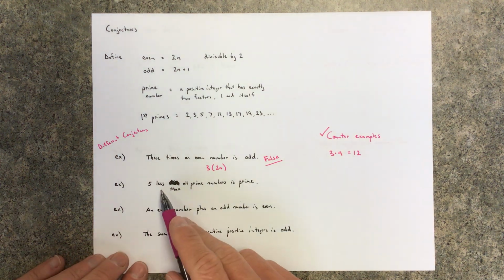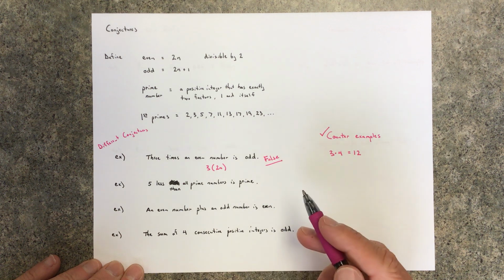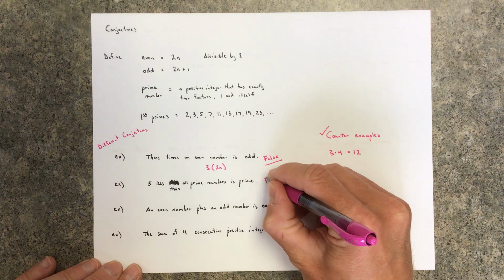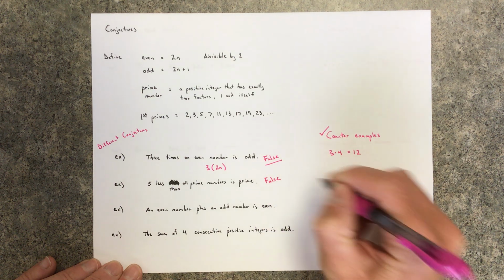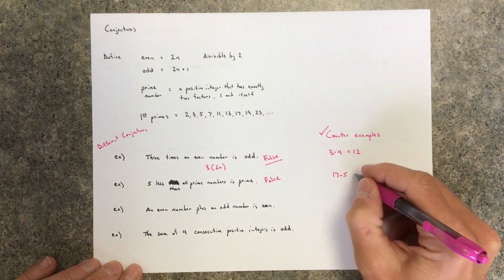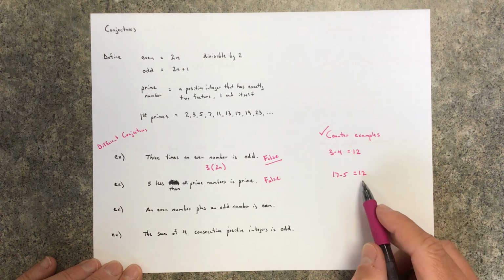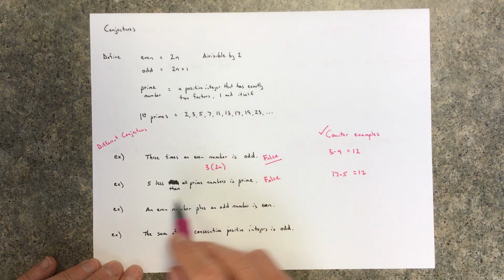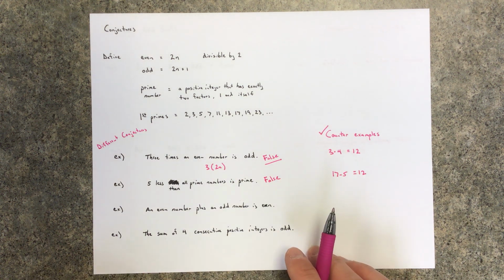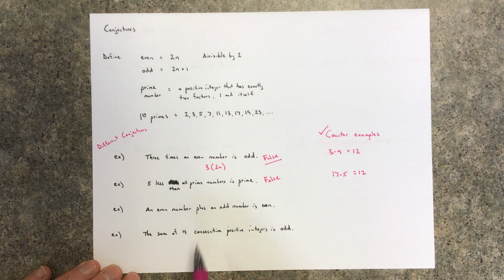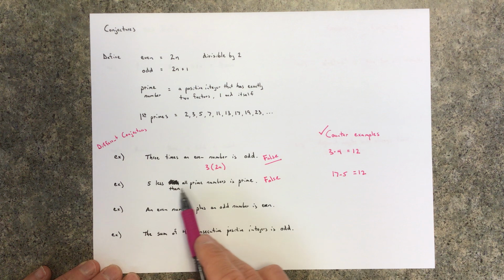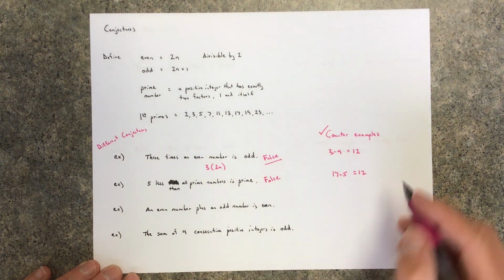Okay, 5 less than all prime numbers is prime. Okay, so here's a counterexample. I'm going to claim that this is also false. Right, I'm going to say 17 minus 5, meaning 5 less than the prime number 17, that's 12. 12 is not prime, thus this is false, right? 5 less than all prime numbers is not prime. That's just silly, right? I'm sure it's possible to find one, right? I mean, 5 less than that prime number is 2, but this is saying 5 less than all prime numbers is prime. No, false. Counterexample.